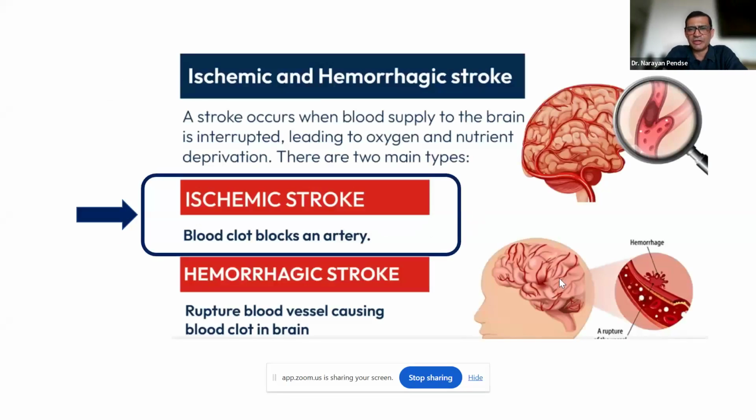What do we mean by neurological stroke or brain stroke? Basically, these are of two kinds. One is where the blood supply of the brain or part of the brain is cut off because of a block in the artery. This is called an ischemic stroke. The other one is where there is a rupture of a blood vessel inside the brain, called a hemorrhagic stroke.